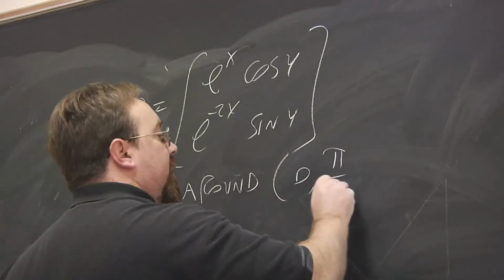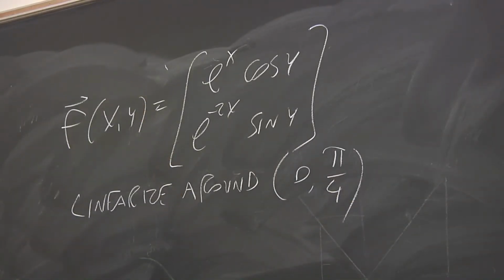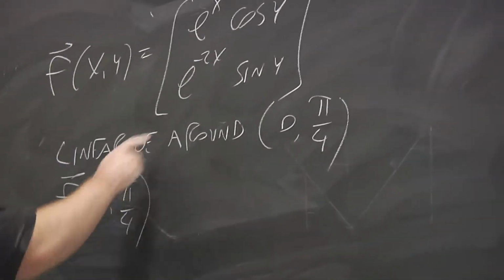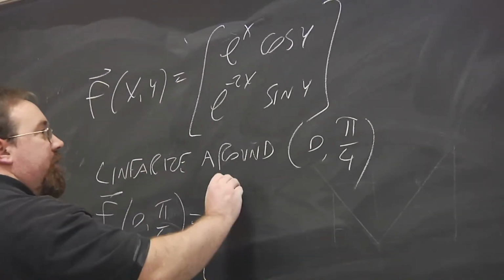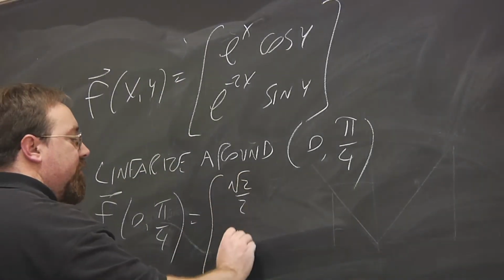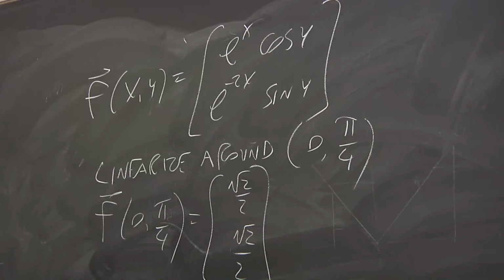X is 0, y is pi over 4. So we need the function value at that point. When we plug in 0, these will just be 1. So cosine and sine of pi over 4 is just square root of 2 over 2, square root of 2 over 2. So that's our function value, the first term in our linearization.